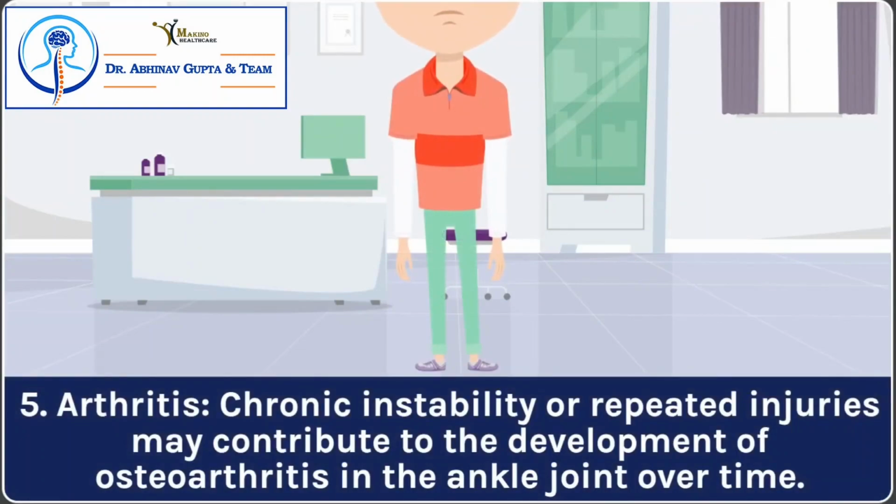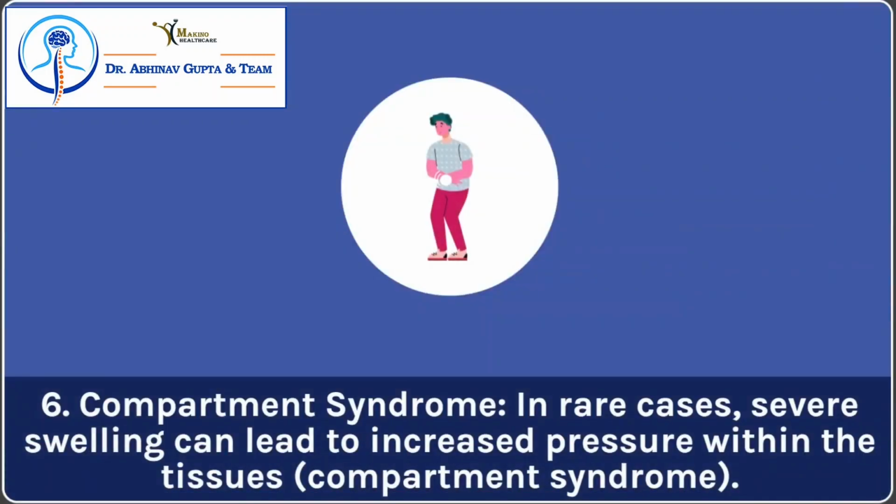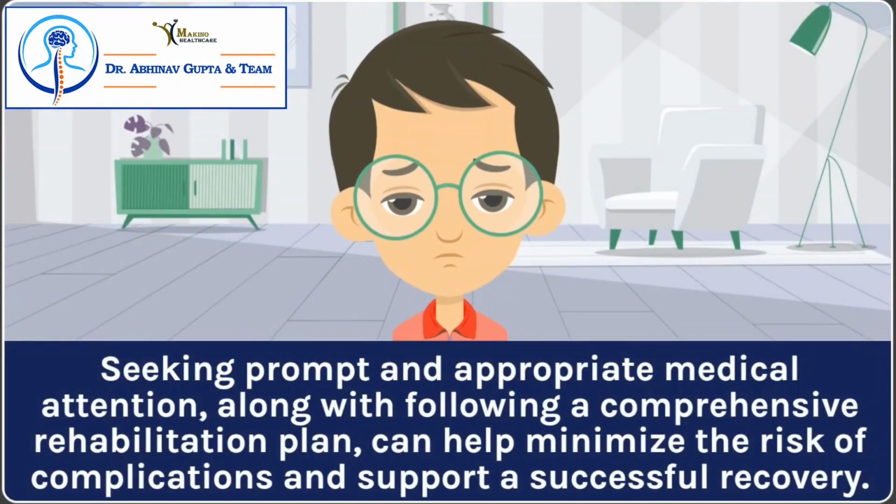5. Arthritis. Chronic instability or repeated injuries may contribute to the development of osteoarthritis in the ankle joint over time. 6. Compartment syndrome. In rare cases, severe swelling can lead to increased pressure within the tissues, compartment syndrome. Seeking prompt and appropriate medical attention, along with following a comprehensive rehabilitation plan, can help minimize the risk of complications and support a successful recovery.